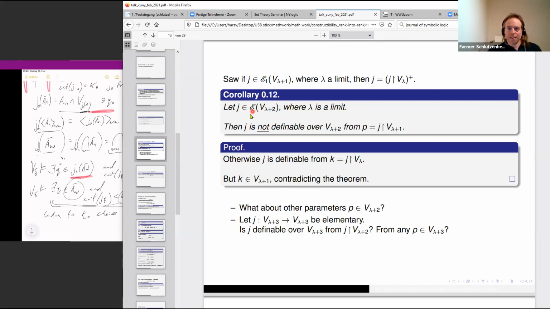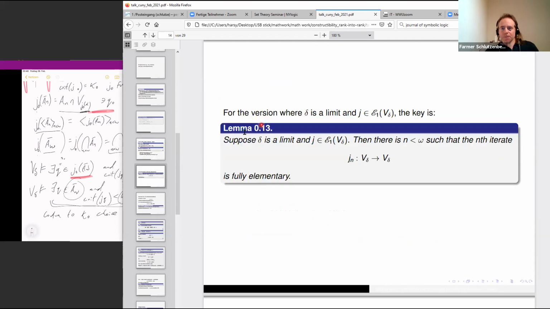So as I said, I'm now going to consider the partial elementarity case, but in that case we're just looking at a limit ordinal, not a successor. So now we're going to look at the version of the theorem where we've got a limit ordinal and just a sigma 1 elementary map, and I want to see that that's not definable from parameters. The key to this is the following lemma: if we have that situation, then one of the iterates is actually fully elementary. So we can just replace J with the nth iterate. The iteration process is definable.